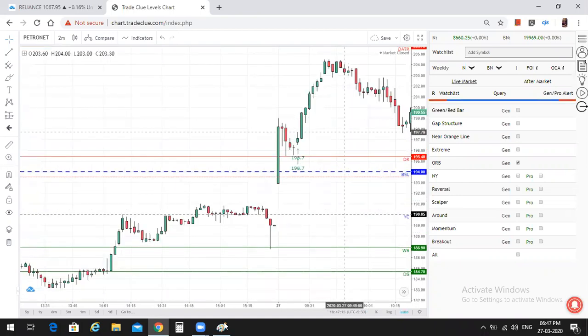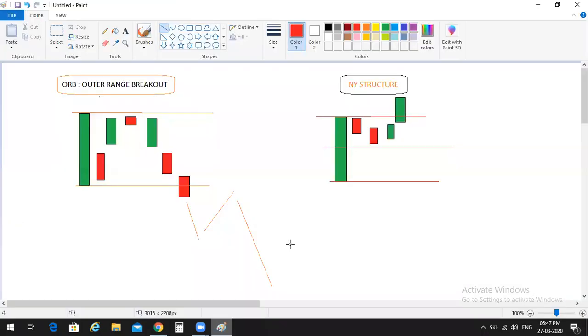So thank you very much for joining in for the webinar. A new concept called NY structure. Now why N and Y? N looks like an N kind of structure. That is why N and Y; if you just reverse this, it becomes a Y. So this is just an NY structure, and statistically, or you can say quantitatively, I've proven with 5 years of data that this structure gives me more results than the ORB.